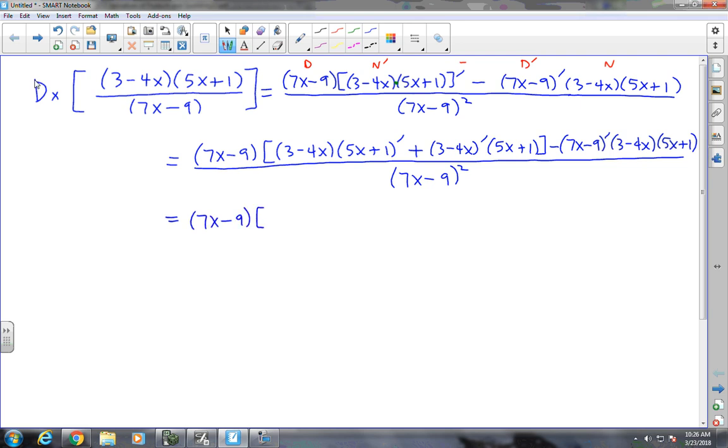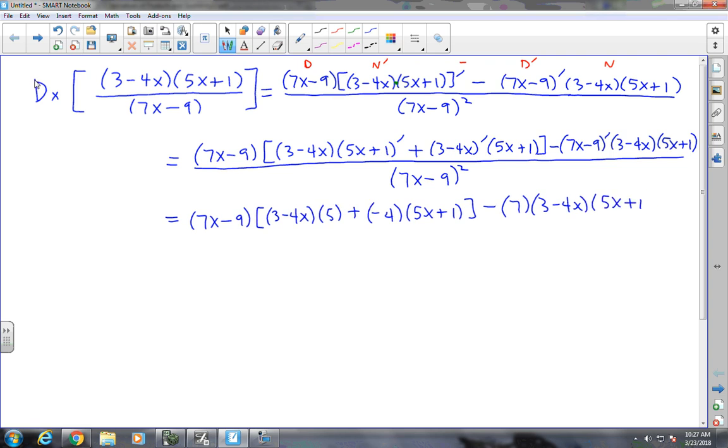So in this set of brackets, I've got our first function, 3 minus 4x, times the derivative of 5x plus 1, which is just 5, plus the derivative of 3 minus 4x, which is negative 4, times 5x plus 1. Now we're ready to differentiate 7x minus 9. We would obtain 7, and then we have these two other factors to carry along.